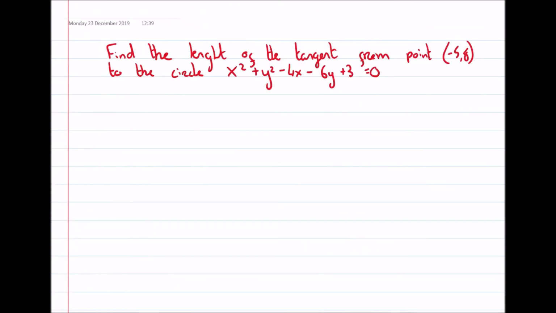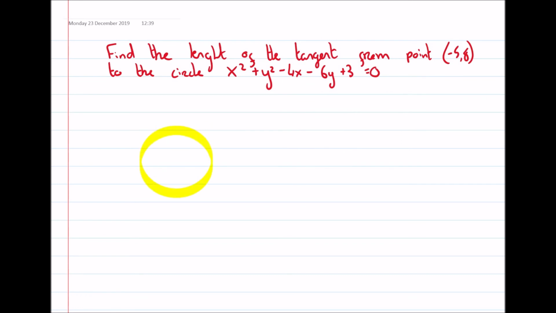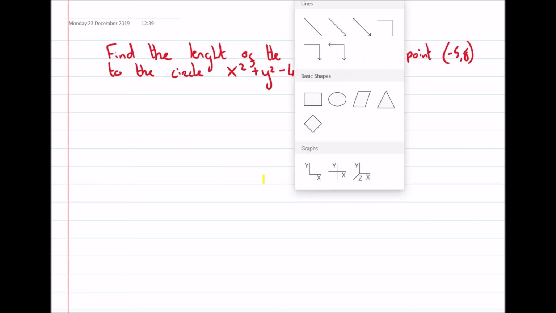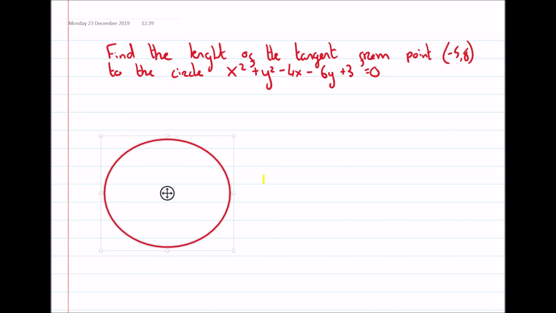Right, next question. Find the length of the tangent from the point minus 5, 8 to the circle x squared plus y squared minus 4x minus 6y plus 3 equals 0. Okay, first of all, let's sketch it out. So here's our circle.